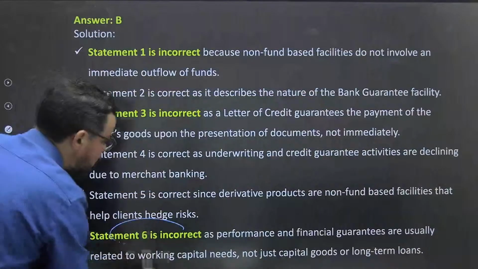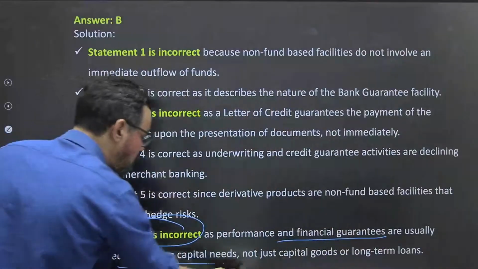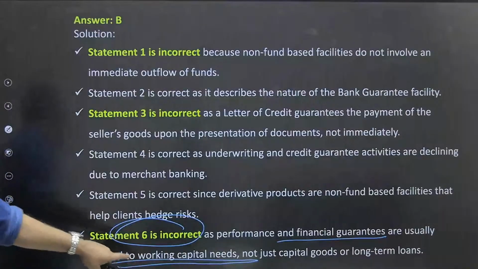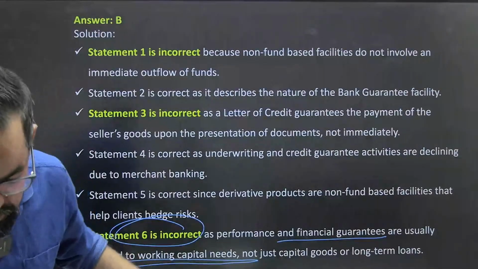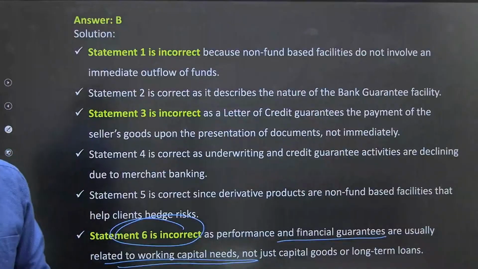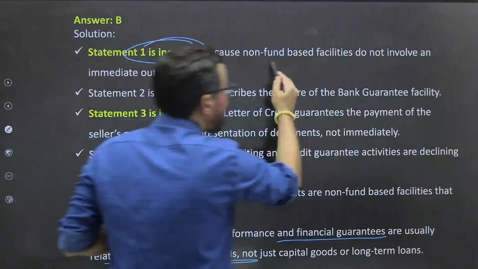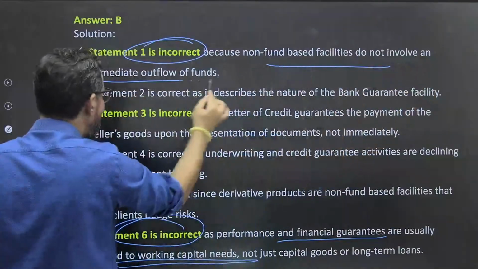We'll cross-check this one. Performance and financial guarantees are usually related to working capital need, not related to the capital requirements of that particular bank itself. The rest of the statements are clear, guys. Statement 1 was incorrect. Non-fund facilities do not involve immediate cash outflow.